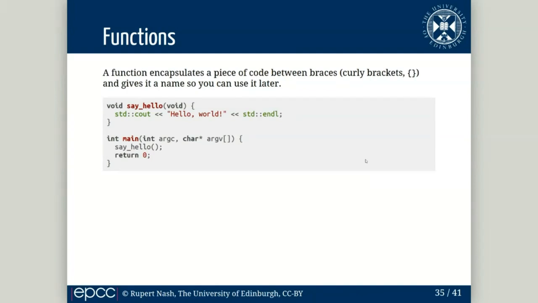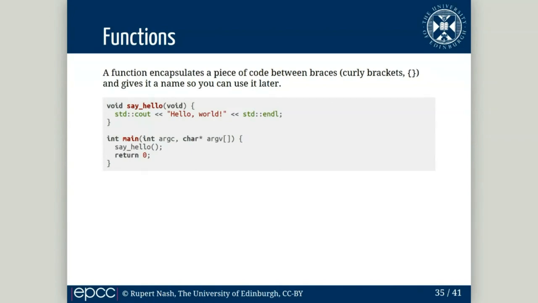So we have two functions here. We have a function say hello and a function main. You first declare the function by giving it its return type. As we see in say hello here, it's void, which means it's not going to return any value. And then we also give a list of zero or more parameters. Again, here we've used void inside the round brackets to indicate we're not taking any parameters.